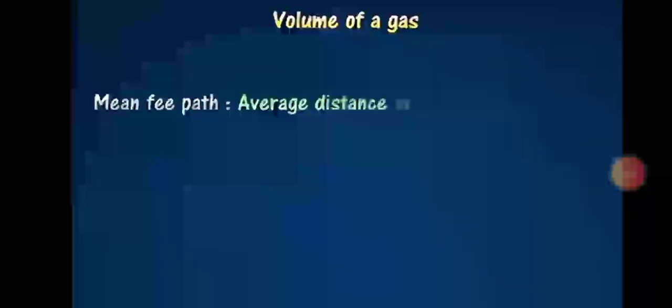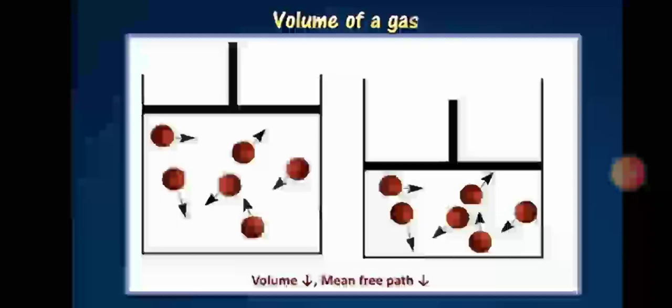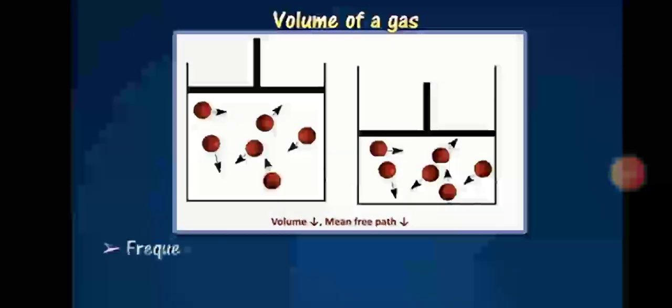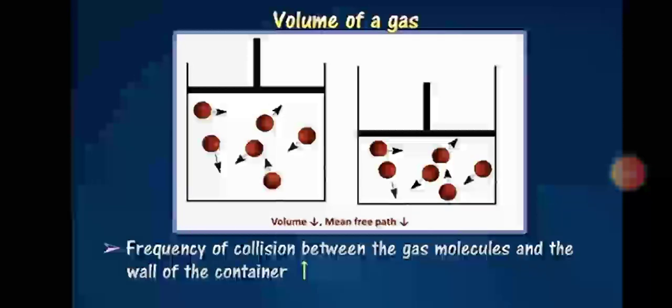The volume of a gas depends on the average distance moved by its molecules between collisions. The average distance moved by gas molecules between collisions is known as the mean free path. When the volume of a fixed mass of gas decreases, the mean free path of its molecules will also decrease. The decrease in the mean free path causes the frequency of collision between the gas molecules and the wall of the container to increase. Thus, the gas pressure increases.